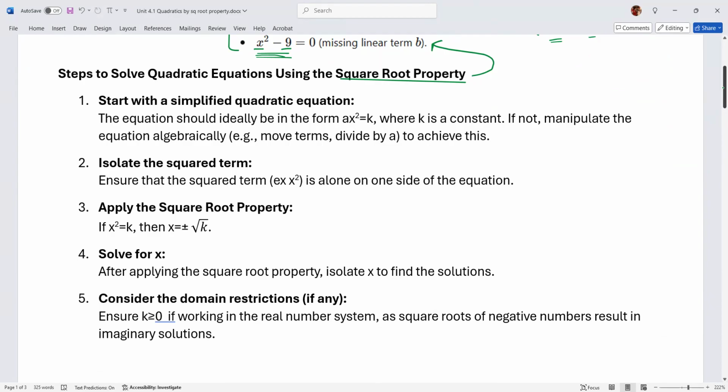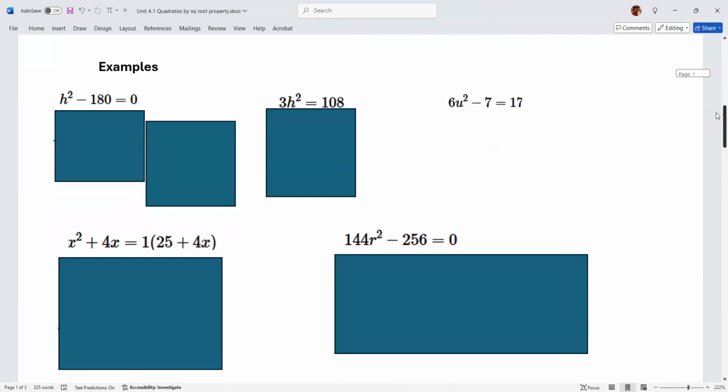So here it is, number 2. We want to isolate the square term, get it by itself, and then we apply the square root property. We take the square roots of both sides. That'll give us the x that was being squared, and then the right side will be plus or minus the square root of whatever the constant is. And then whatever results, we go ahead and solve it for x to find the solutions. There's really not going to be any serious domain restrictions, at least on the ones that we do. So let's look at some examples.